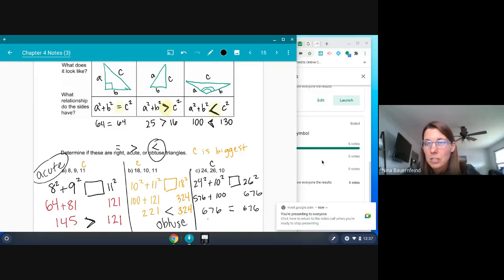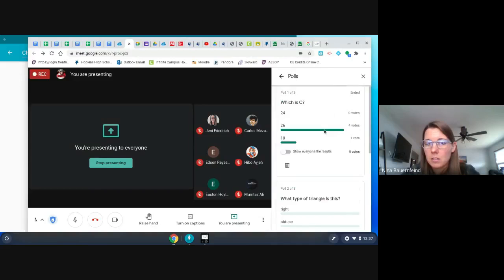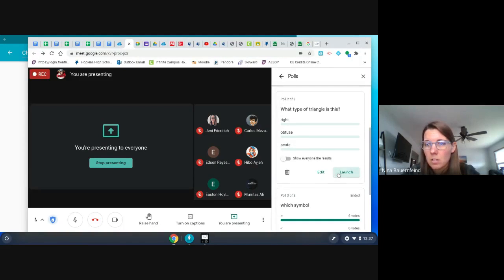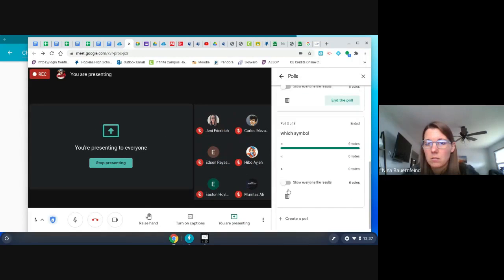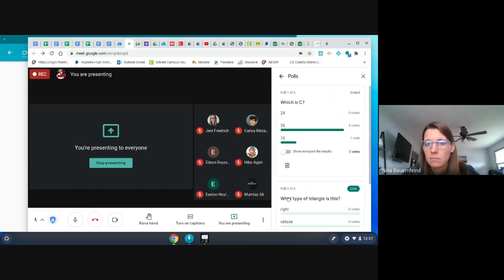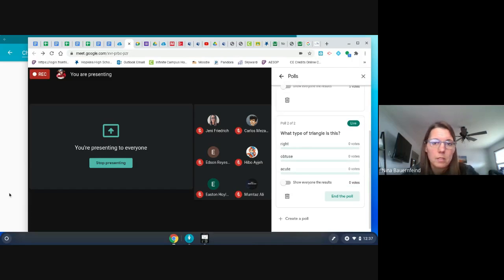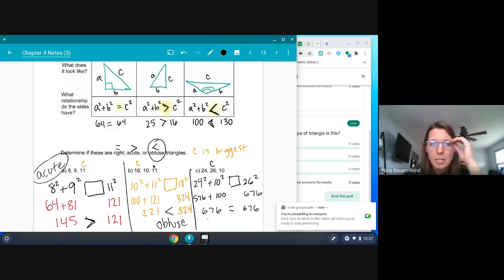So then my last question is going to be, what type of triangle is this? Okay, so my next question is, what type of triangle is this? That is the whole point of this lesson.